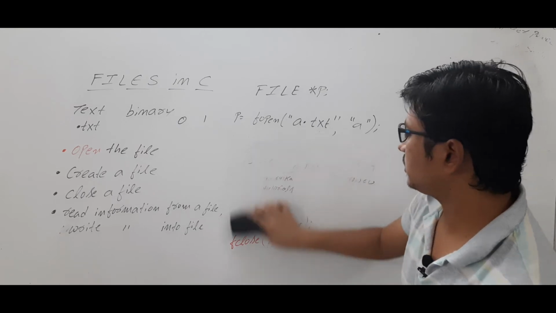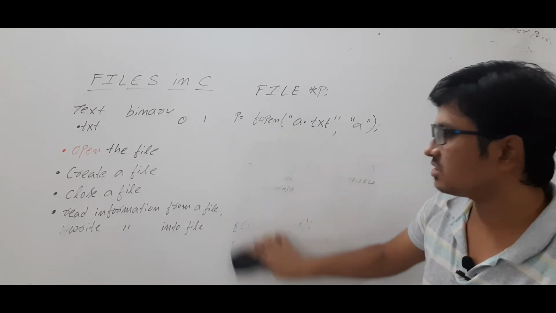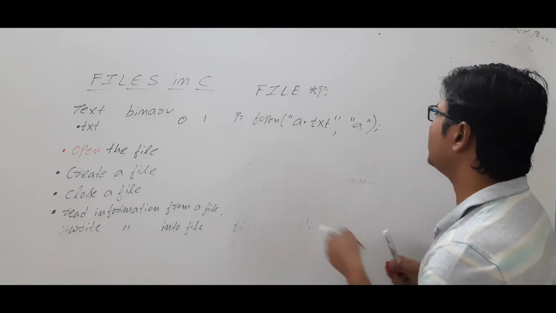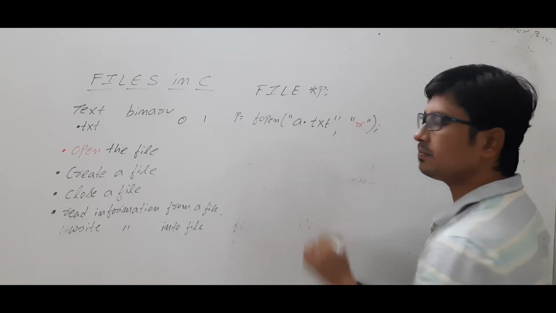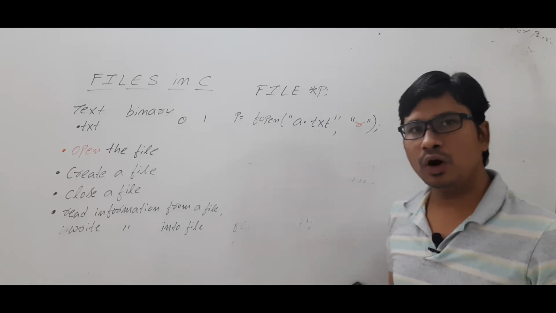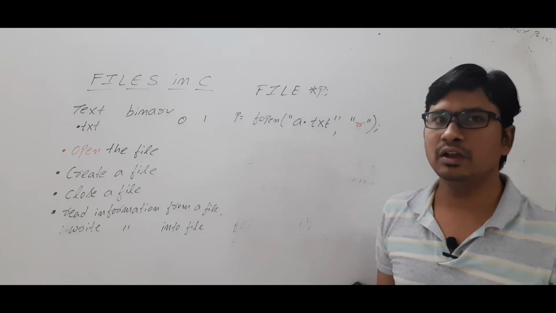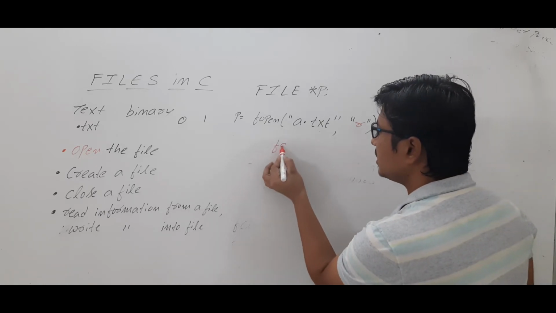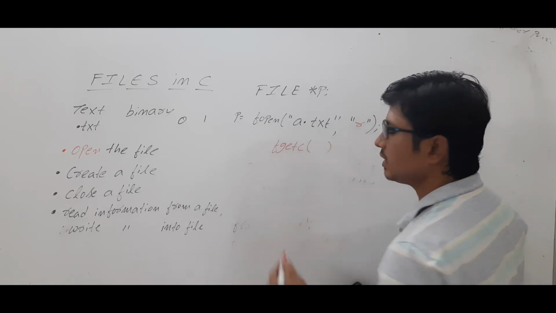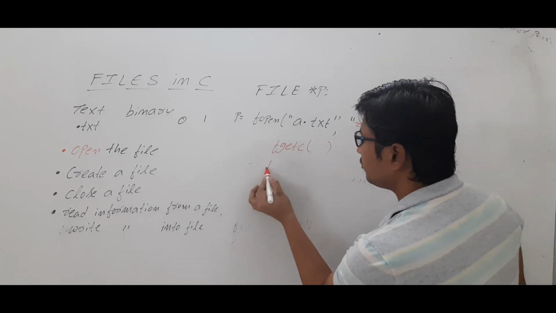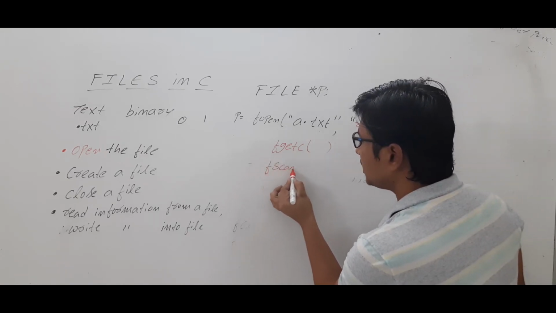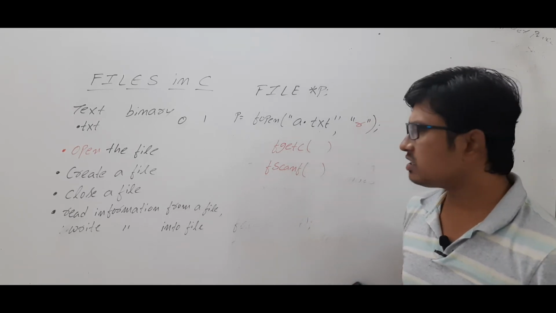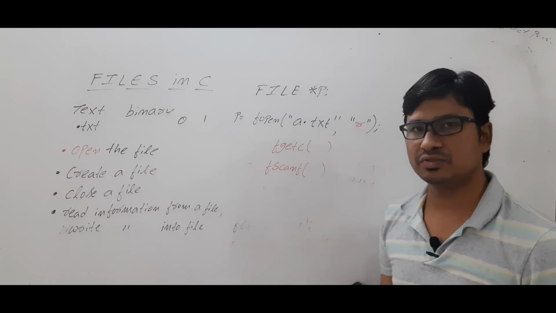Now let's say you want to read the information from the file. Then you need to open the file in read mode. Then, to read the information from the file, we have various functions. One is fgetc, and we have fscanf. What is the purpose of these functions? I will discuss it for you.